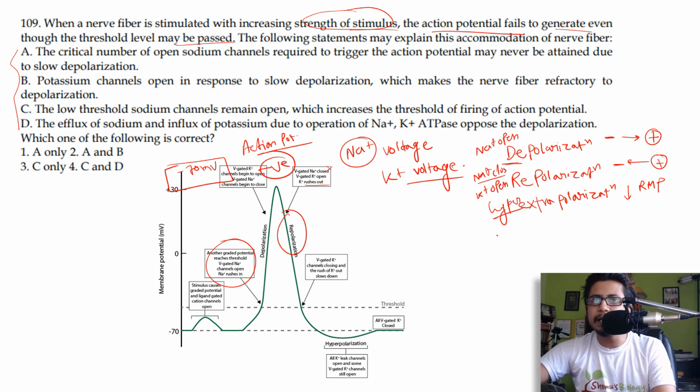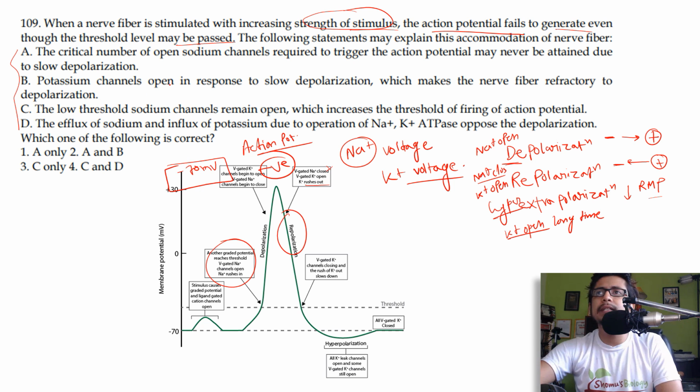And finally this potassium channel remains open and will be closed, but as it is open for a long time, the negative charge inside the cell decreases even below minus 70 millivolt, below the resting membrane potential. Okay, so this is the idea. Now read it. The question is, even though we apply the stimulus, the action potential fails to generate. What is the reason behind it? The critical number of open sodium channels required to trigger the action potential may never be attained due to the slow depolarization.